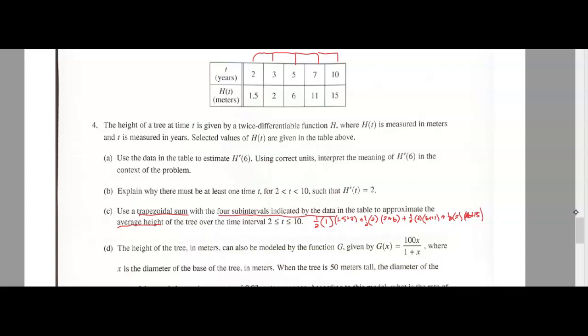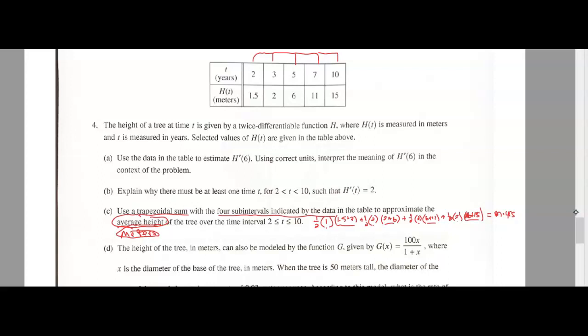All right, but think about what your units are right now. We ultimately want an average height. So our height better be getting measured in meters. So we're doing the trapezoid rule, but if you think about what your units are going to be right now, the 1.5 plus 2, the 2 and the 6, the 6 and the 11 and the 15, those all have units of meters. The 1, the 2, and the 3 here all have units of years. So the unit attached to this value right now would be odd. It's meters multiplied by years. What we want is a unit of meters.